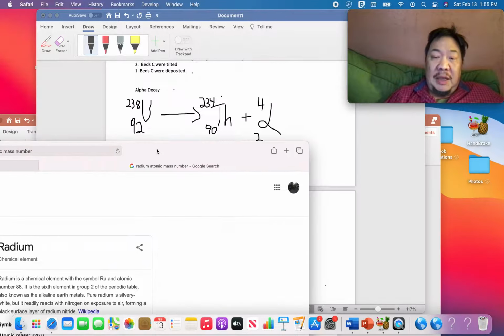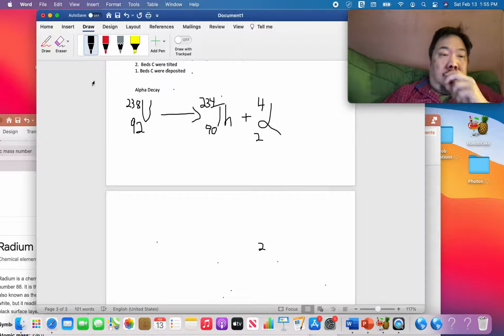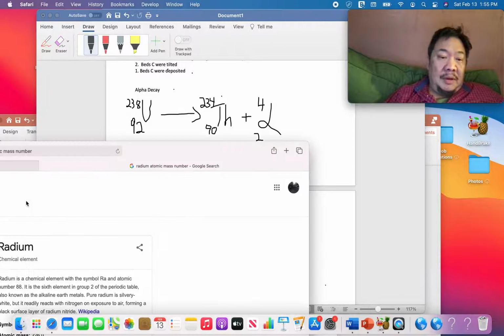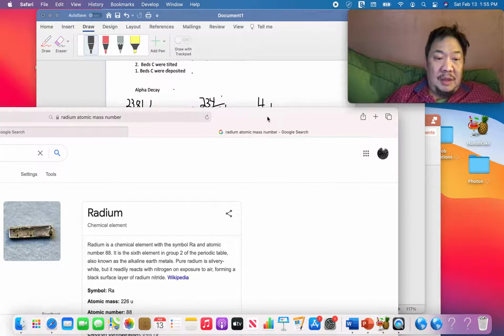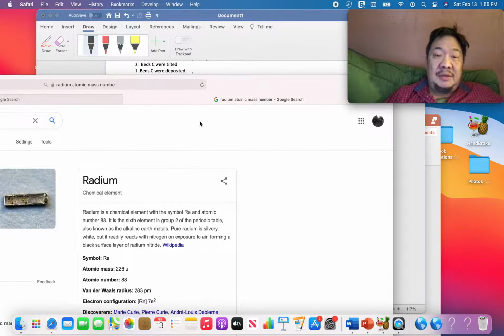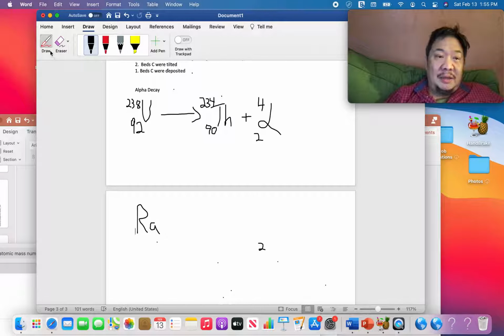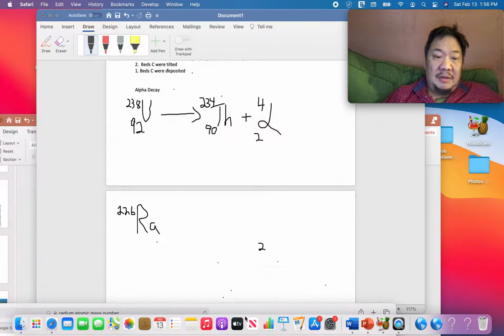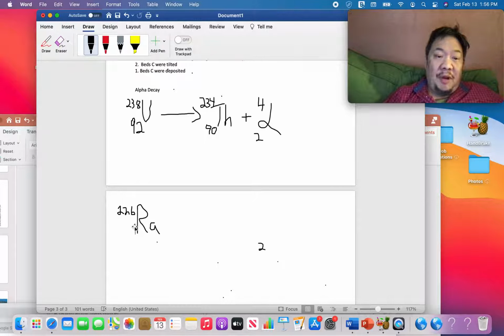Radium, Ra, has an atomic mass of 226. So let's write that in. And what's the atomic number of radium? It is 88. So the atomic number of radium is 88.